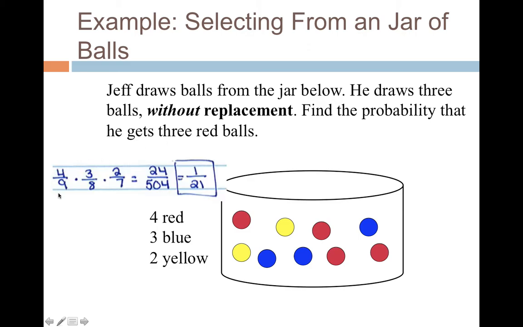So I'm going to get 4/9 times 3/8 times 2/7. 4 red balls, pulled one out, then 3 red balls, pulled one out, then 2 red balls. The denominator, I had 9, I pulled one out, 8, pulled one out, 7. Multiply all 3 across the top to get 24, all 3 across the bottom to get 504, and that reduces down into 1/21.